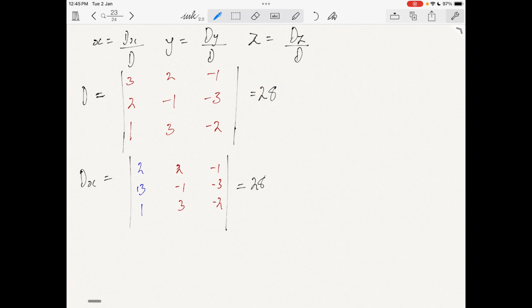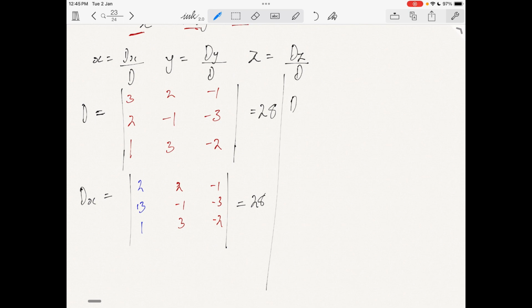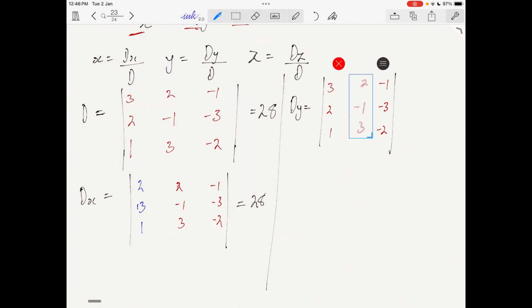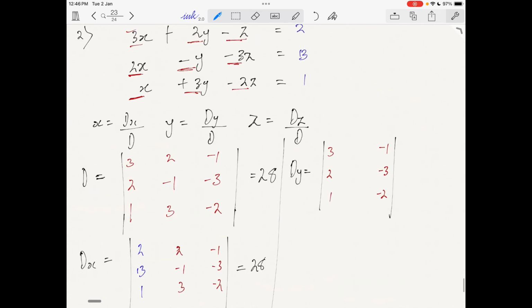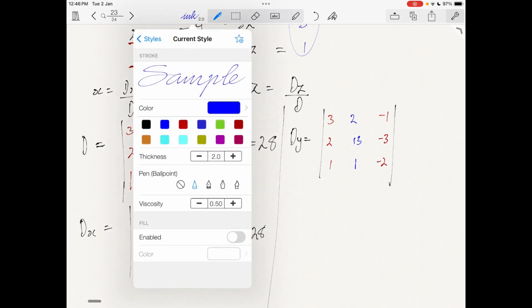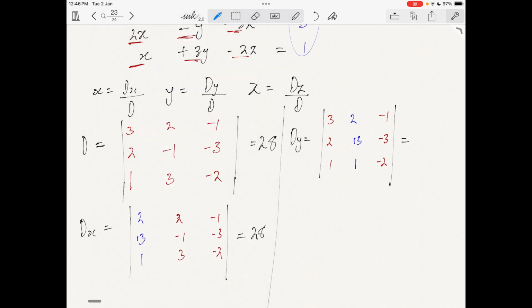Now, what happens to dy? In dy, we can also write the original coefficients, 3, 2, minus 1, 2, minus 1, minus 3, 1, 3, minus 2. But in dy, we are going to change the y component to what we have here, 2, 13, 1. And when we solve the determinant of this, we will have minus 56.